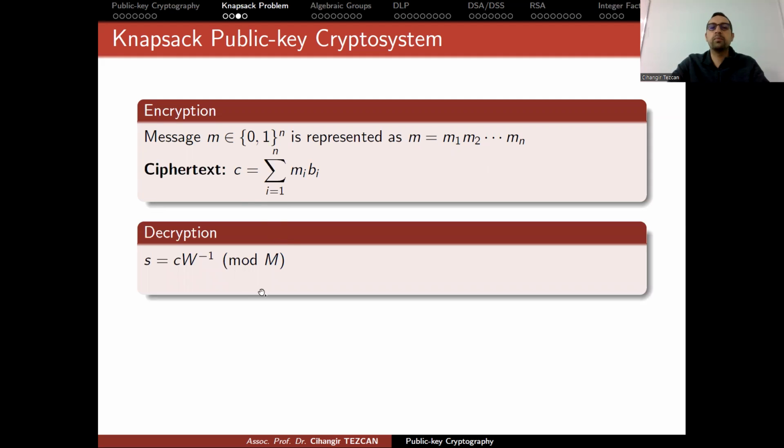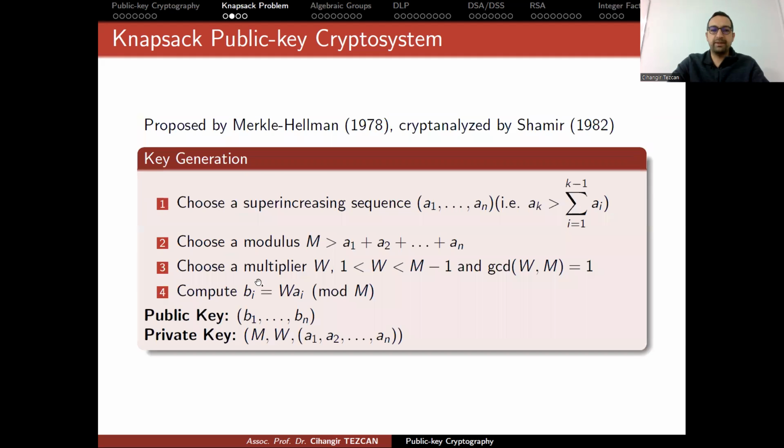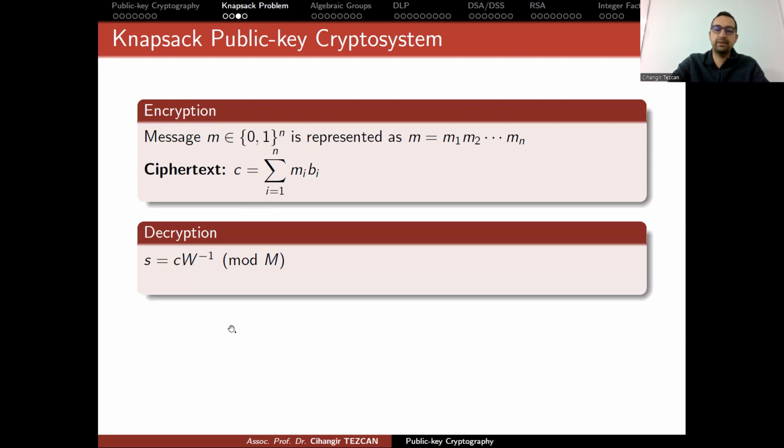Decryption is as follows. The person who created the keys knows M, right? So they can calculate the inverse of W. Recall that in modular arithmetic, the inverse of W means that when you multiply W with a number, and it is equivalent to 1 modulo M, that number is the inverse of W. So here we are talking about actual multiplicative inverses. You write S equals C multiplied by W inverse, and solve the super increasing Knapsack with AIs and S.